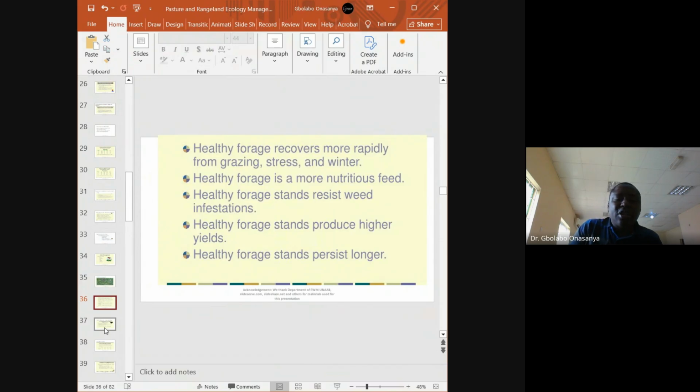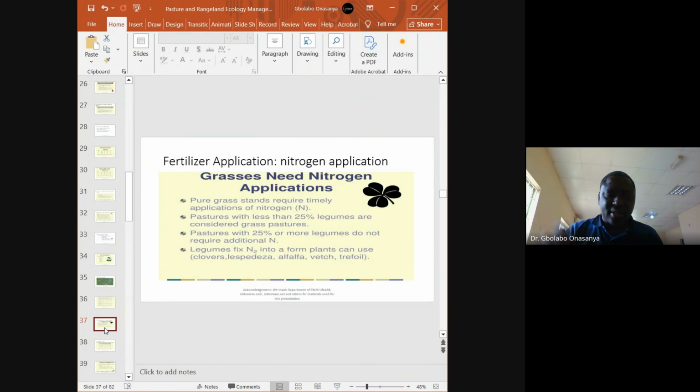So healthy forage recovers more rapidly from grazing. If your soil is fertile, you have high yield of forage, you have high quality forage, you have healthy forage, you have nutritious forage. So part of soil fertility or soil maintenance is fertilizer application.